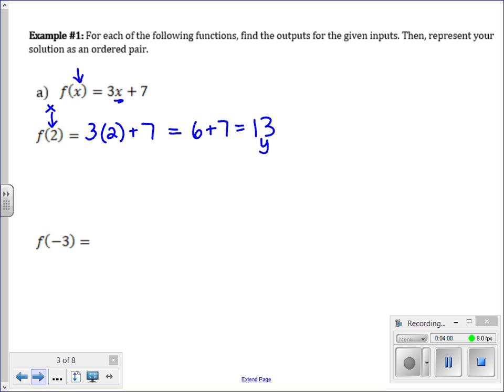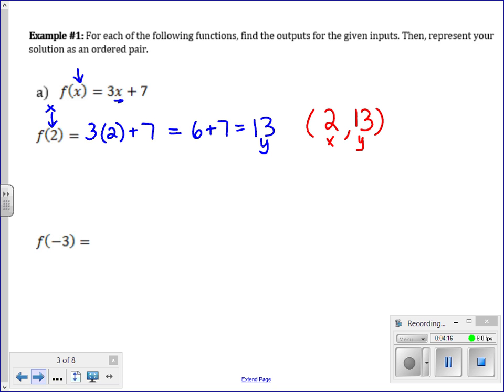The directions say to write your solution as an ordered pair. Remember, ordered pairs have an x and a y value. So in this example, 2 was my x value, and 13 was the corresponding output y value.